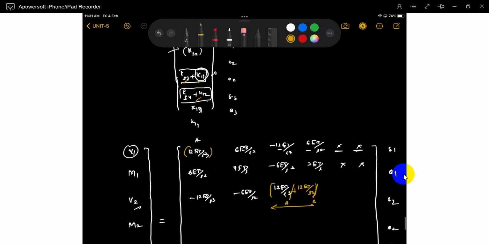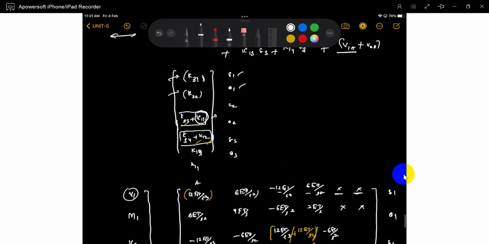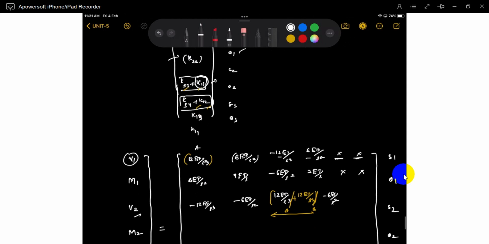Next K34. It's minus 6 EI by L square, minus 6 EI by L square. Okay, so next K12. This is 6 EI by L square. Now just observe it. Minus 6 EI by L square, where is it? Plus 6 EI by L square. Sir, both are the same, sir? No, these 6 EI terms may be different, because L may be changed. This is for A, this is for B.